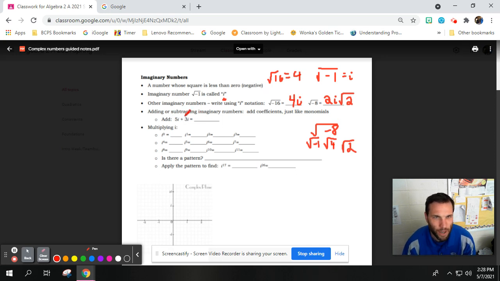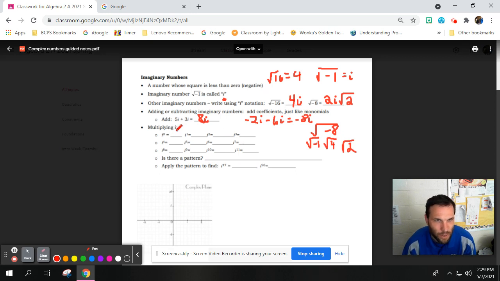If you want to add them, 5i plus 3i, you add the 5 and the 3, that would make 8i. If you had -2i minus 6i, that would be -8i. So you can subtract it just like you can anything else.